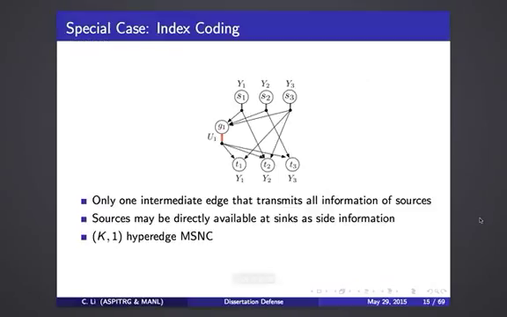Another special network is the index coding problem. Here we can see there are 3 sources in the index coding problem, and all of them are available to one center node, which broadcasts the coded message to all sinks. There is only one bottleneck edge, and the sinks may have direct access to some sources as side information. So as it stands, it is actually a 3-1 hyperedge multi-source network coding problem in our model.